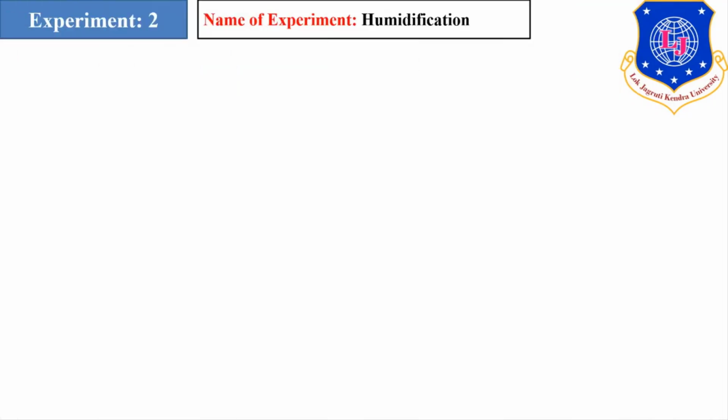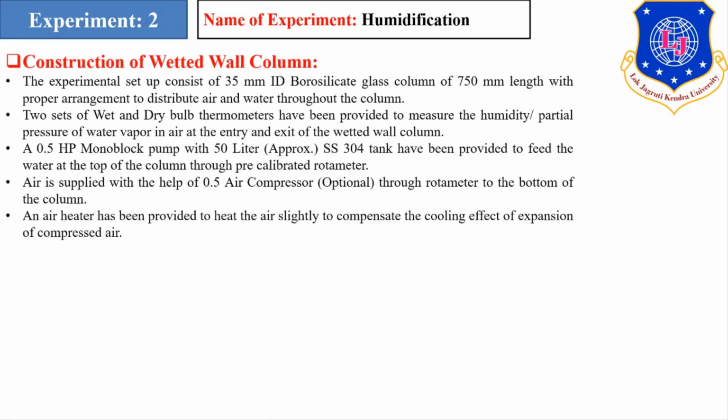Now the construction of a wetted wall column. Generally, the experimental setup will consist of a 35 mm ID borosilicate glass column of 750 mm length with a proper arrangement to distribute air and water throughout the column. So basically there is a borosilicate glass column which is 35 mm inside diameter and 750 mm in length, and there is a proper arrangement to distribute air and water through this column.